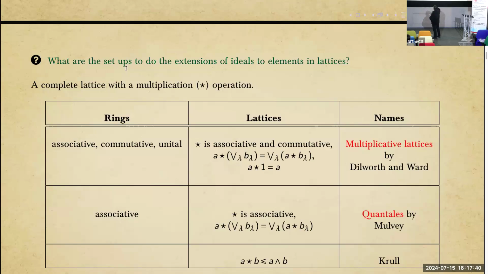And the second one is more recent, in the 80s, when Mulvey came up with it because he wanted to set up some kind of non-commutative geometry in quantum mechanics.